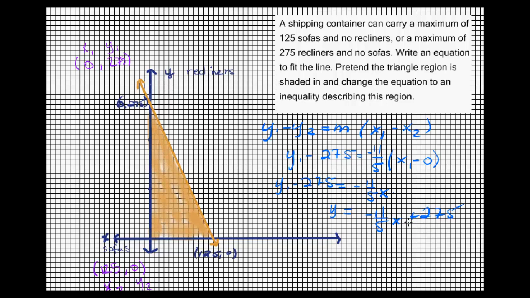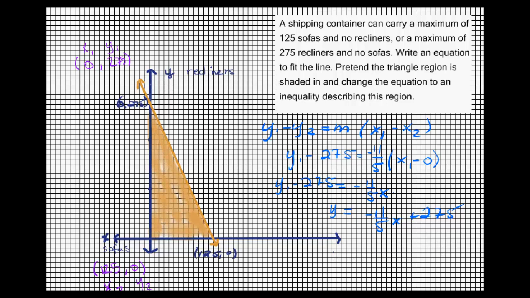Okay, so now our formula is in slope-intercept form. At this point, we want to change this so that it is in standard form. Once it's in standard form, we can change it to an inequality so that we can describe the region here. Standard form is ax plus by equals c. Remember back, that's what standard form is.